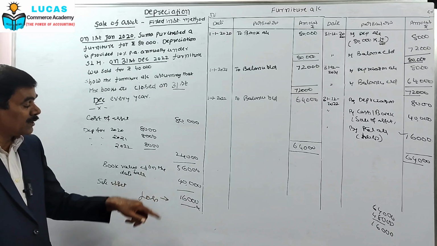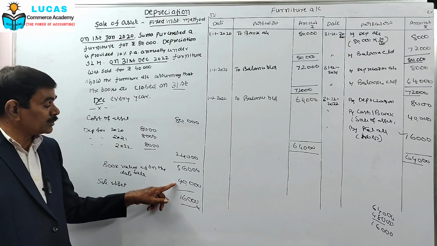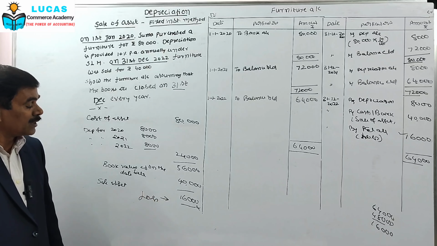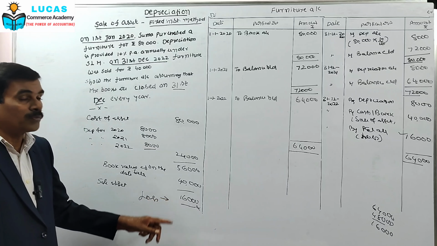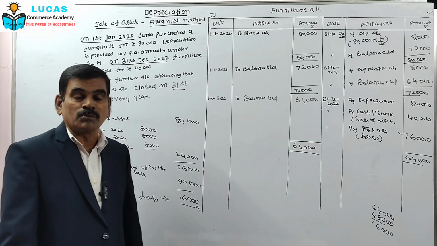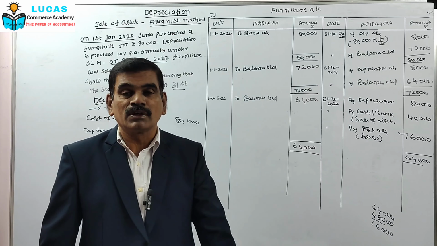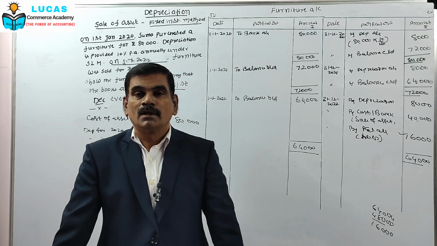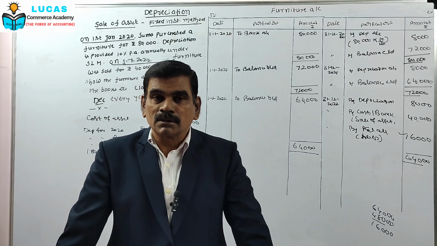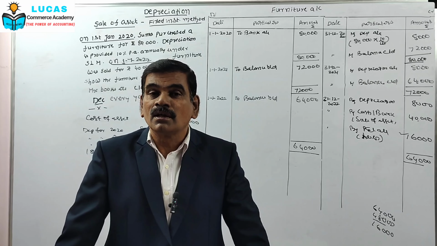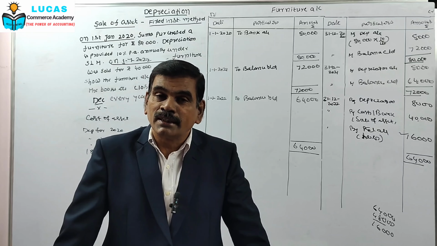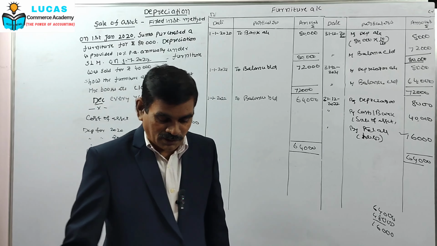But actually here the asset has been sold for rupees 40,000. So the resulting figure is 16,000, which is to be taken as loss, which is to be transferred to the profit and loss account. Okay. So this is the procedure for doing the problem under the fixed installment method. In the next video, let us discuss sale of asset under the diminishing balance method. Till then, thank you very much.